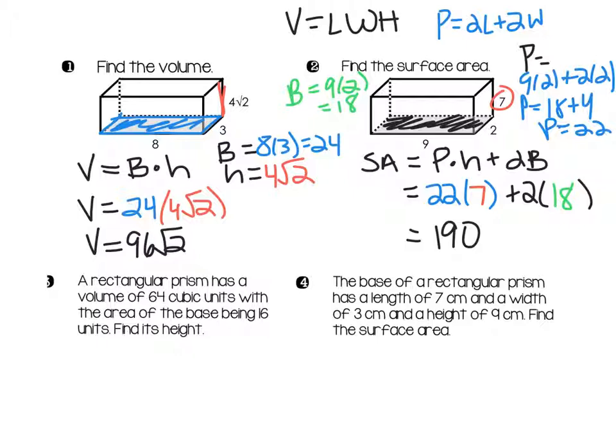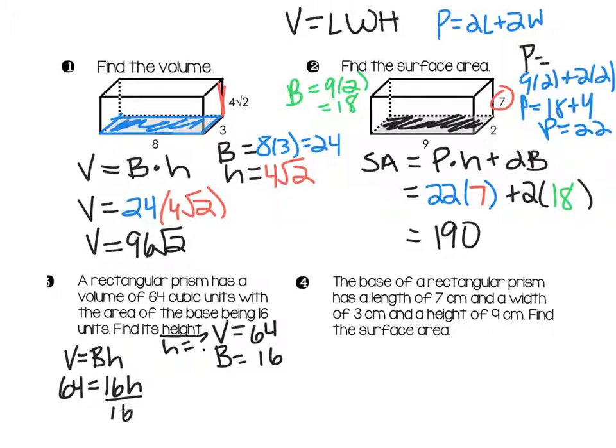Looking at number 3, a rectangular prism has a volume, so V, equals 64, with an area of the base, so that's capital B, of 16 units, and I want to find the height. So I want to know what is H. For these, it can often help to write down your formula. Volume equals the area of my base times my height. They gave me volume is 64, my base is 16, so all I need to do is divide by 16, and that will give me that my height equals 4.